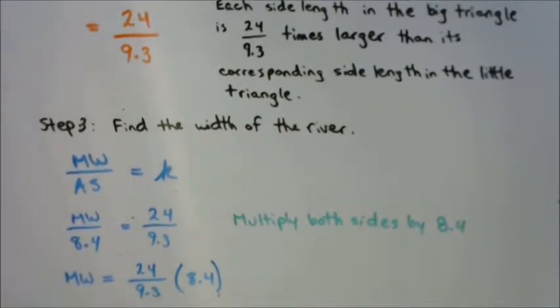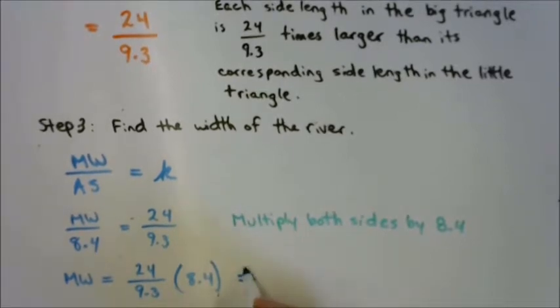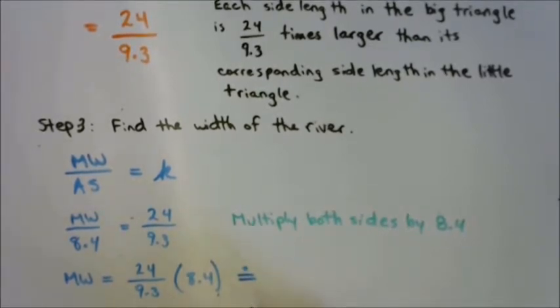And we put that into our calculator carefully. You can do 24 times 8.4 and hit enter and then divide by 9.3. Or you can do 24 divided by 9.3, hit enter, and then hit times 8.4. Either way, you'll come out with our answer. It's a decimal, and we're going to round to the nearest meter. So you come out with 21.66, never ending. But everything is measured in meters, so it's reasonable to round our answer to the nearest meter.